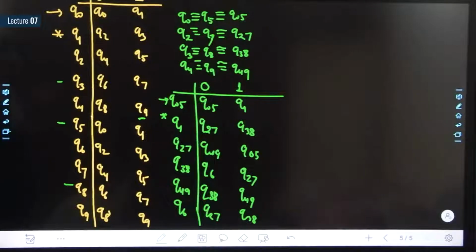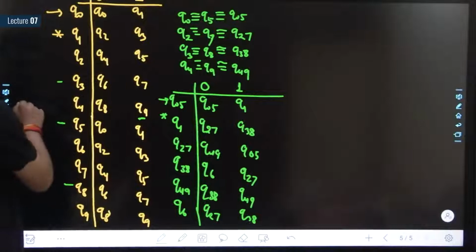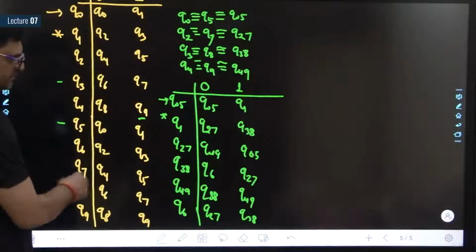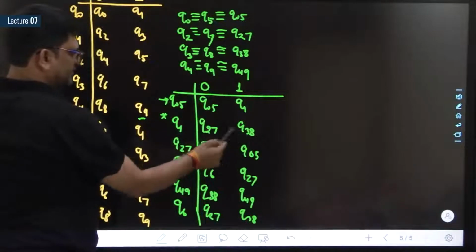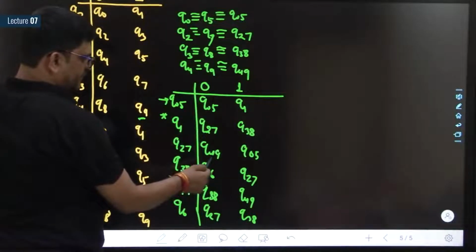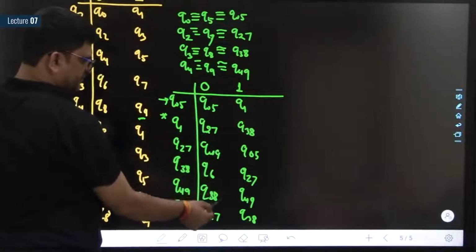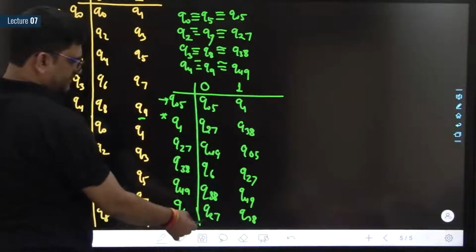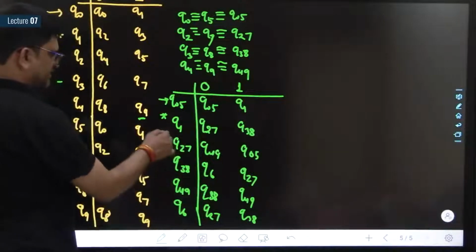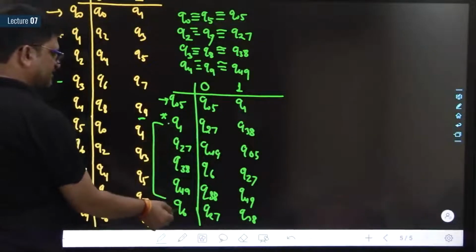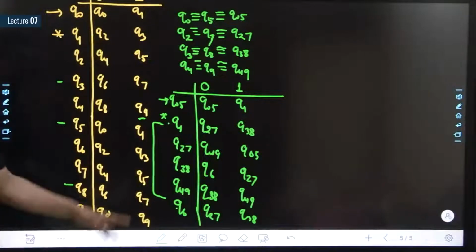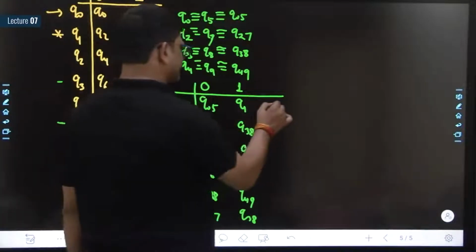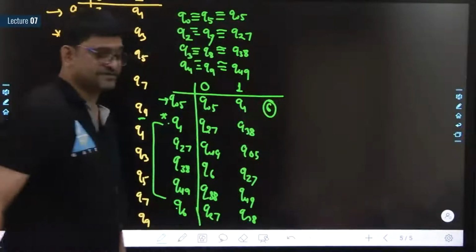Again, is there any similarity? No, there is no merging state. Q05, Q1, Q27, Q38, Q49, Q05, Q6, Q27, Q38, Q49, Q27, Q38. These are same, but this is final, this is non-final. That's why we cannot merge Q1 and Q6. Then the number of states is 6.